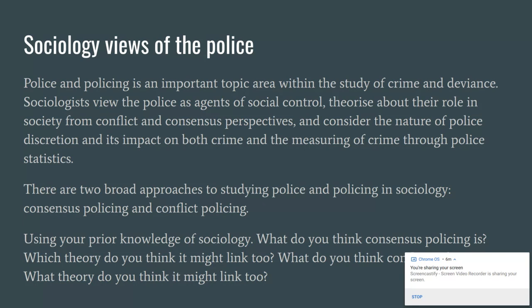We also look at the impact of the nature of police discretion. So the fact that police might stop you, but they might not charge you even if you are committing a crime. So we think about what ethnic group are they more likely to let off, what social class are they more likely to let off, what gender are they more likely to let off, and why. You can already start thinking about that.